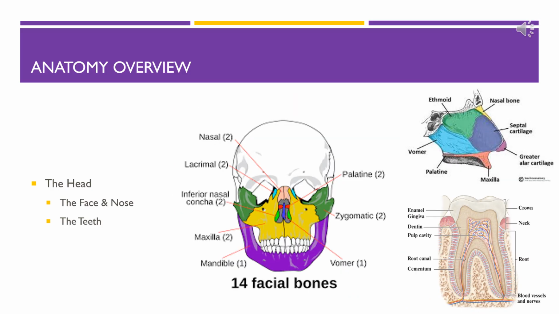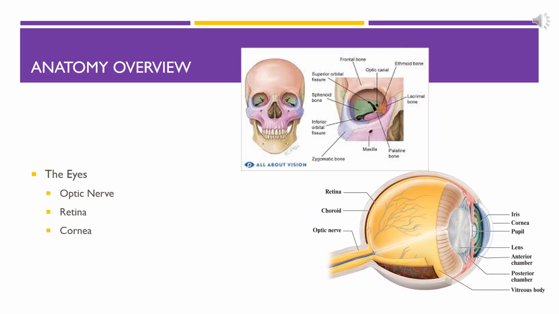The face is made by the zygomatic, the maxilla, and the mandible bones, and we have the teeth that lie within the maxilla and the mandible. The eyes lie in the orbital fossa of the skull. The areas that we are mainly concerned with in athletics include the optic nerve at the back of the eye, then we have the retina and the cornea.